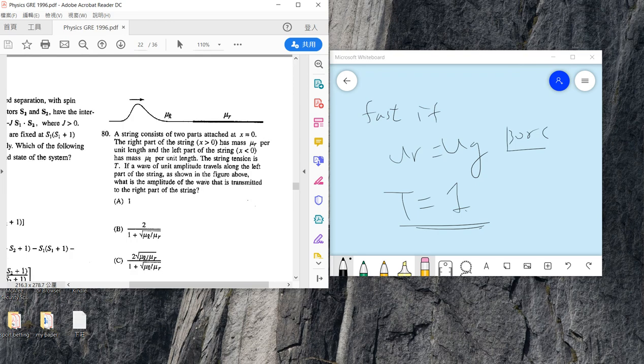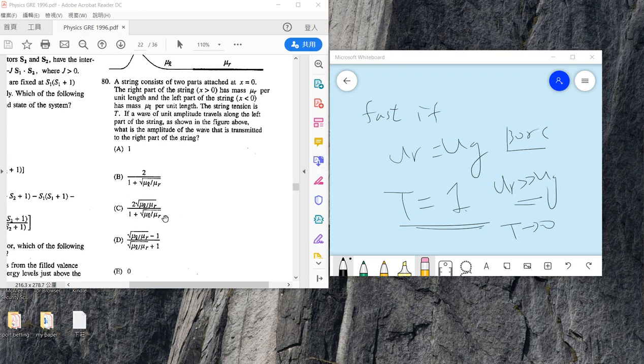Also, there's a common sense that when mu R is very large, that means there's a wall, right? So if mu R is very large, then there's no way that you can transmit it. So T should be 0. If mu R is very large, then B gives 2, which is not correct. The answer must be C. I think it's enough for this video, and basically you can Google and find the calculation for this true answer.